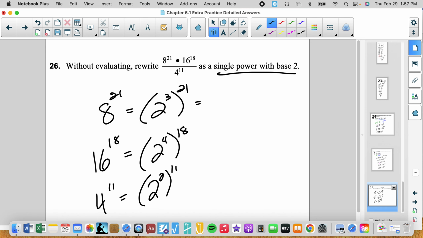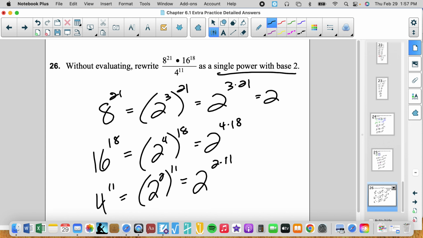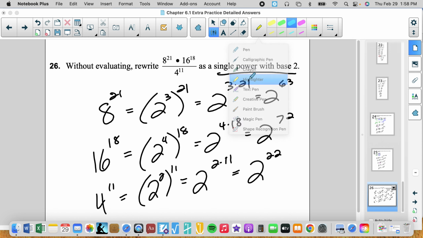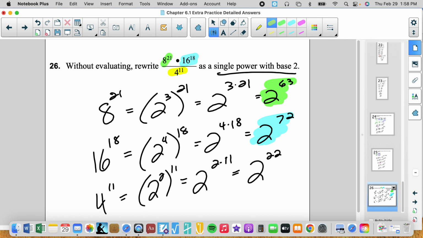So each of those can be rewritten, and then we have a power of a power. 3 times 21, 4 times 18, 2 times 11. So this becomes 2 to the 63rd. This becomes 2 to the 72. This becomes 2 to the 22. So we're going to replace each of these with this new power. So where we saw 8 to the 21st, we're going to write 2 to the 63rd. Where we see 16 to the 18th, we're going to write 2 to the 72nd. And where we see 4 to the 11th, we're going to rewrite that as 2 to the 22nd.